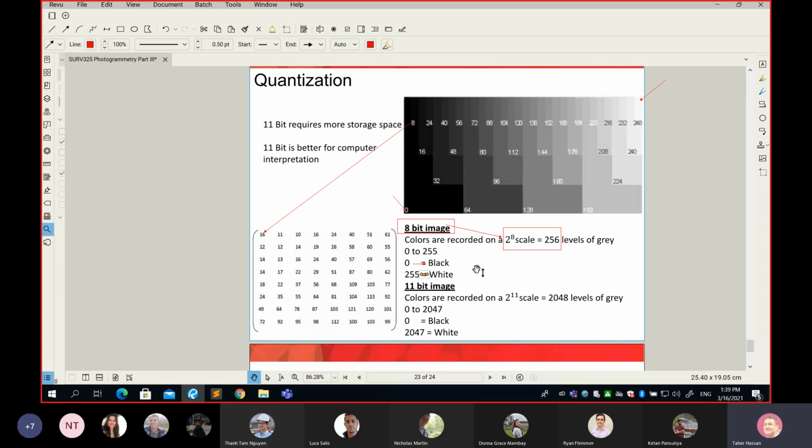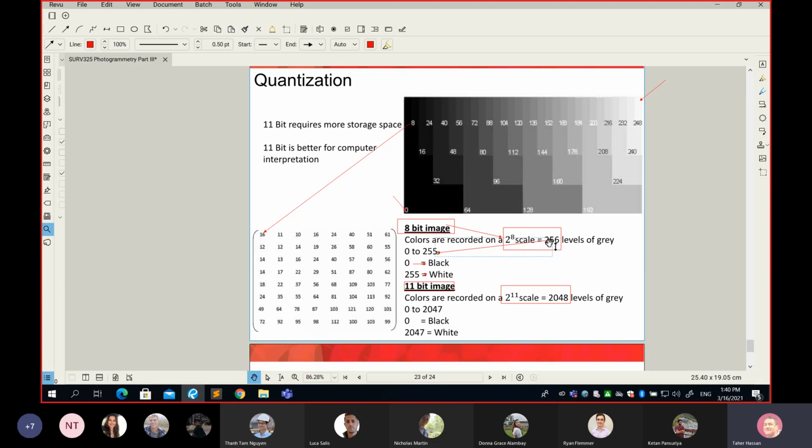How about an 11-bit image? Same idea. An 11-bit image means I'm recording my image on a scale of 2 to the power 11, which is 2048 levels of gray. Now we can see there is a shift. Look at this. Here it was 256, and all of a sudden it went to 255.